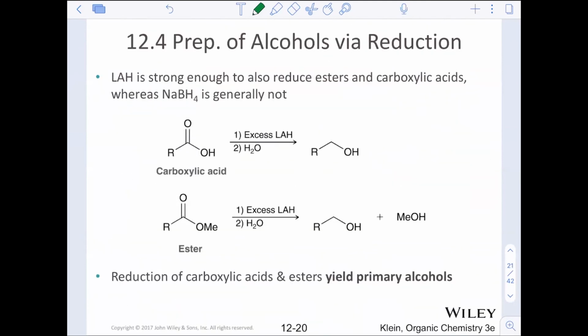All right, now LAH is strong enough to also reduce esters and carboxylic acids. NaBH4 is not. NaBH4 is only going to be for aldehydes and ketones. It's not going to be strong enough to react with the carboxylic acid and the ester. And so again, when we do this, what we're going to see is we'll get primary alcohols. Look at both of those alpha carbons right there, and we see that there are 2 hydrogens, an R group, and an alcohol. So that's what we would call a primary alcohol.